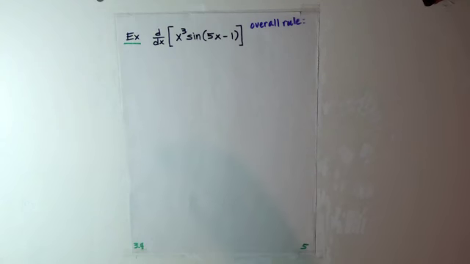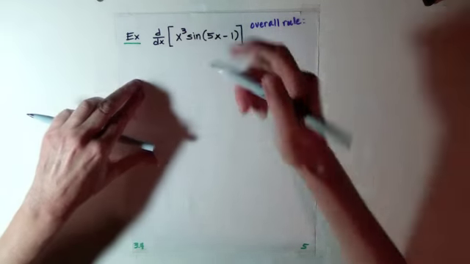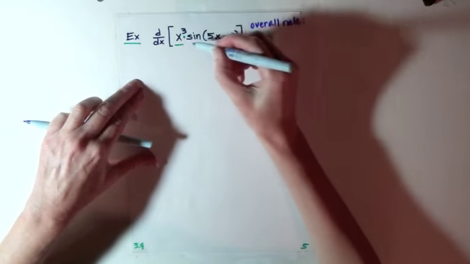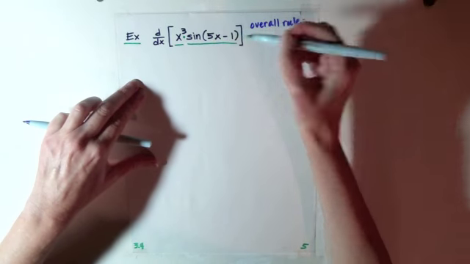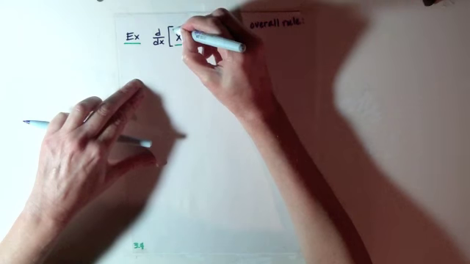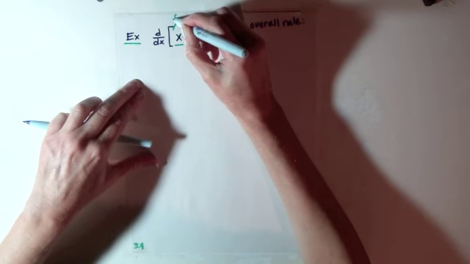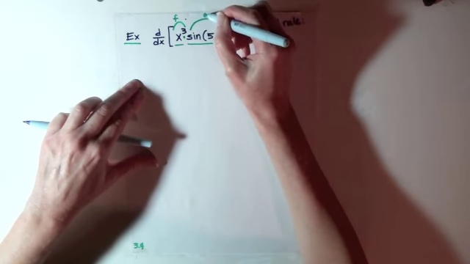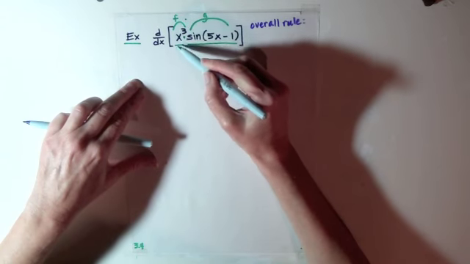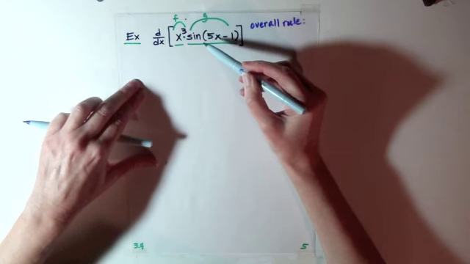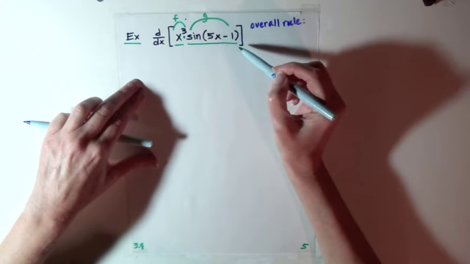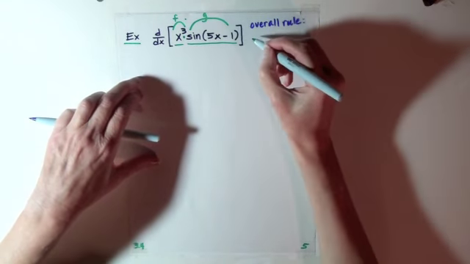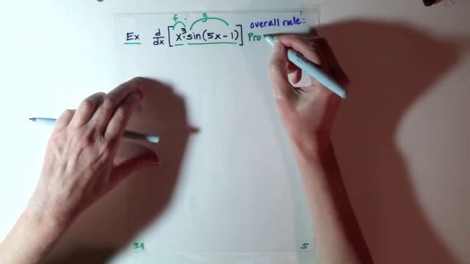Well, when I look at this particular example, I see that I have one function, x cubed, times a second function, sine of 5x minus 1. So the overall structure of the function I'm asked to differentiate is really a product in this case, and it's a product of the function f of x equals x cubed times the function g of x equals sine of 5x minus 1. Now that means that the overall rule that I'm going to use is the product rule.